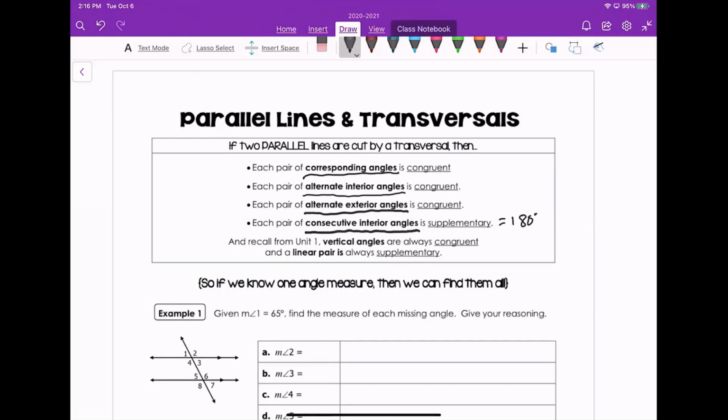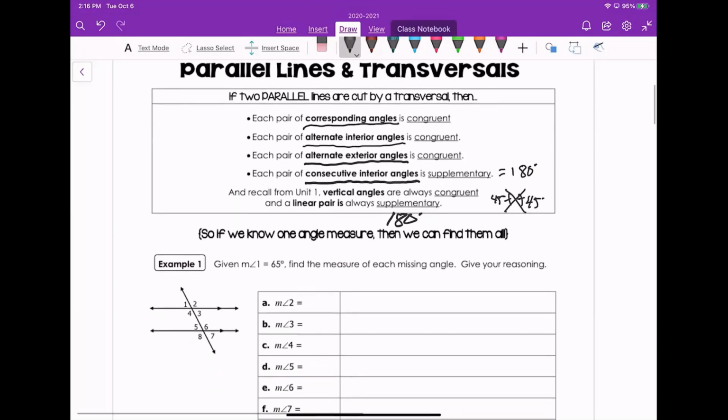And recall from unit 1, vertical angles are always congruent, right? So vertical angles are these. These are always the same. So let's just say this is 45 degrees, then this is also 45 degrees. And the linear pair is always supplementary. So supplementary means 180 degrees. So if we know one angle measure, then we can find them all.